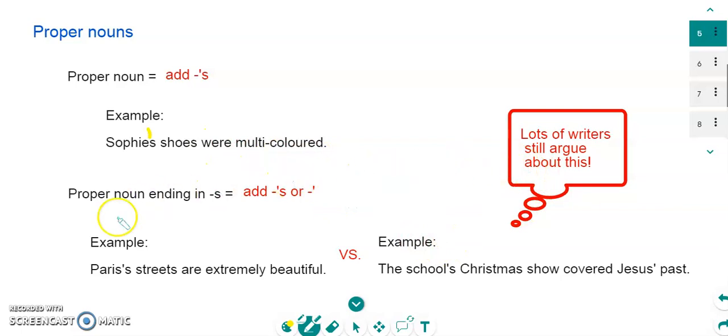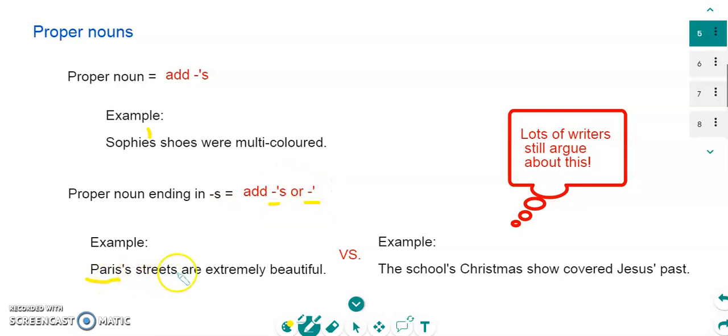And then here comes the kind of confusing one, where a lot of people still argue. I've written over here that it's something a lot of grammatical experts and writers still argue over and discuss. But both can be valid in their own ways, and as long as you use one technique throughout your piece of writing, that will be fine. So a proper noun that only ends in S, for example Paris over here, we can either add an apostrophe S, or we can just add an apostrophe, like we did before.